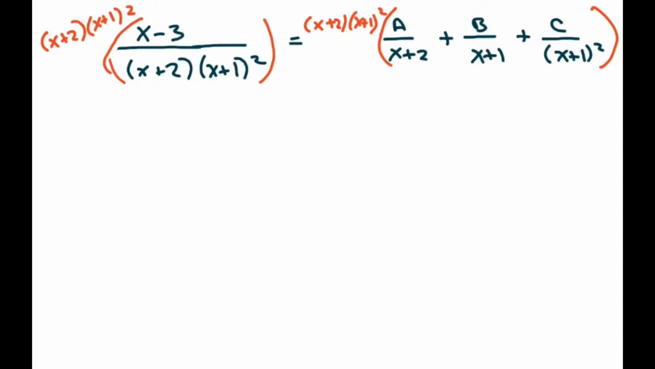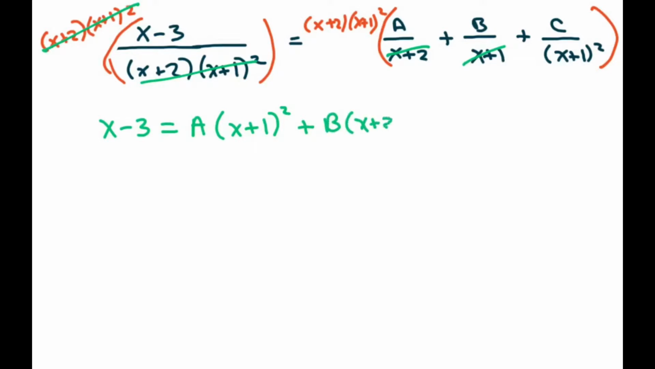So the first thing we're going to do is clear the fractions by multiplying by our least common denominator on both sides of the equation. So these two will cancel, and we're left with x minus 3. And this will cancel with x plus 2, so you get A times x plus 1 squared. And then B, we're canceling just one of those, so that's going to be B times x plus 2 times x plus 1. And then C, both of these cancel, so we get plus C times x plus 2.